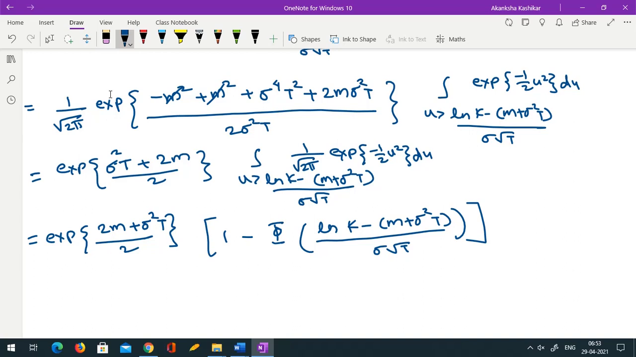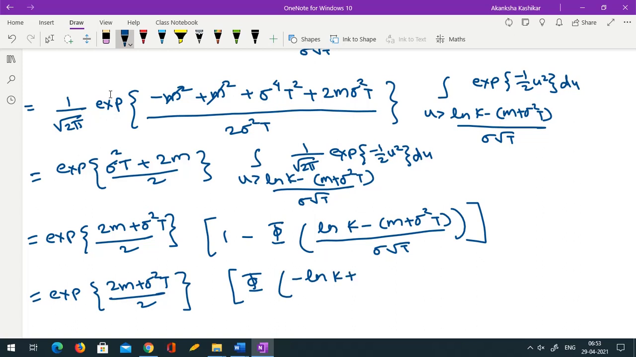Again we can simplify it. So this is e raised to 2m plus sigma square t by 2, and this again can be written as phi at minus of the inside thing. So phi of minus ln k plus m plus sigma square t divided by sigma root t.